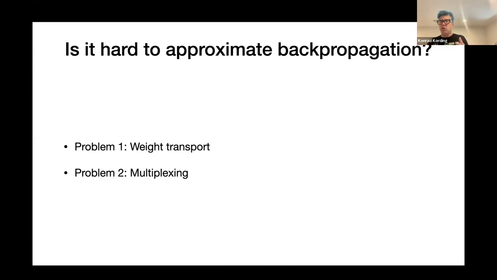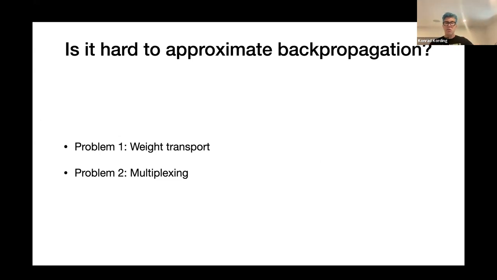Now, why is it hard to approximate backpropagation? Let's be clear what I need. If I influence you positively, then the error attributed to you becomes positively the error attributed to me. If I influence you negatively, I need to invert that. Exact sizes aren't so important. The important thing is that we go in the right direction. Getting the sizes right isn't so important.